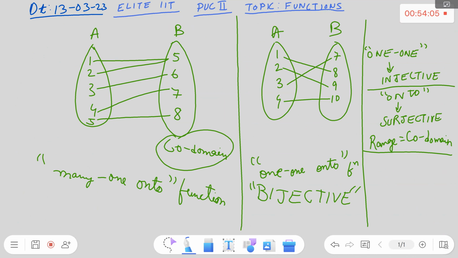What else is left? Binary operations. I hope that's done. So, understood bijective function? One-one and onto. Good?